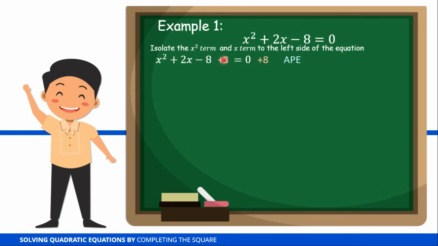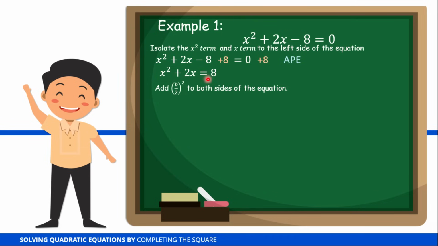Ma-eliminate na natin yung negative 8, magiging 0 ito. Tapos sa kabilang side naman, 0 plus 8, that is 8. Ito na yung bago nating equation. We have x squared plus 2x is equal to 8. Ang next goal natin ay maging perfect square trinomial itong nasa left side. So, ang gagawin natin, kailangan natin kuhanin ang half ng b, tapos i-square natin yon, at yun naman ang ipang-add natin to both sides of the equation.